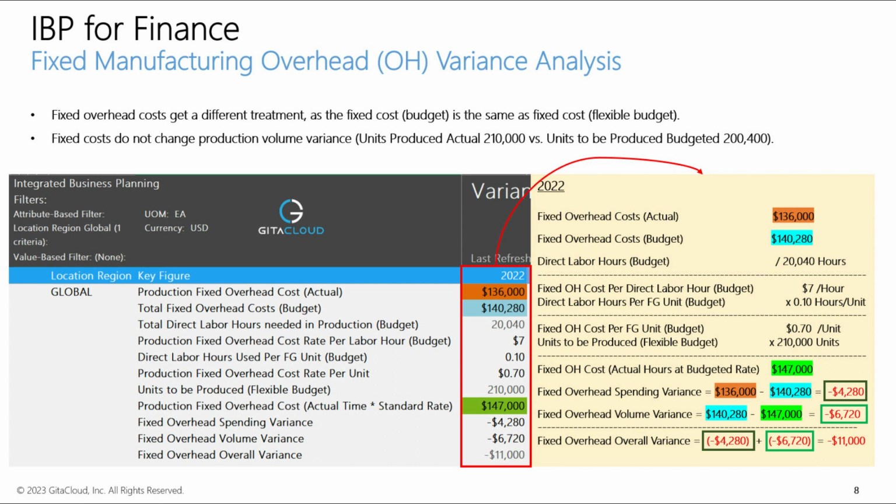Let's review our final variance type, fixed manufacturing overhead variance. This can come from spending variance or volume variance. Note that fixed manufacturing overhead does not change based on actual volume.